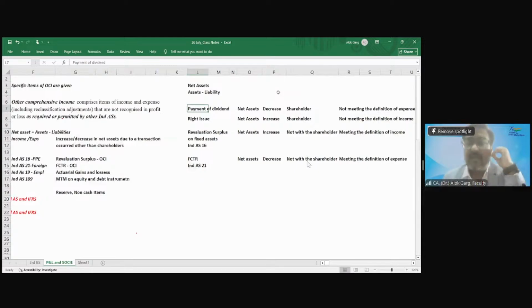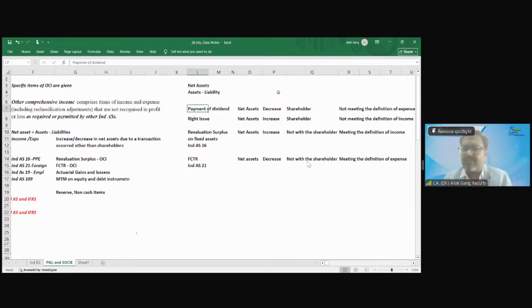जब आप डिविडेंड पे करोगे तो आपका एसेट्स चले जाएंगे ना किताबों से। Decrease. Yeah, asset will definitely decrease. Our cash will go, our bank account will get reduced. हाँ, बैंक will reduce ना, so your net assets will decrease ना. Yes, sir, net asset will decrease.